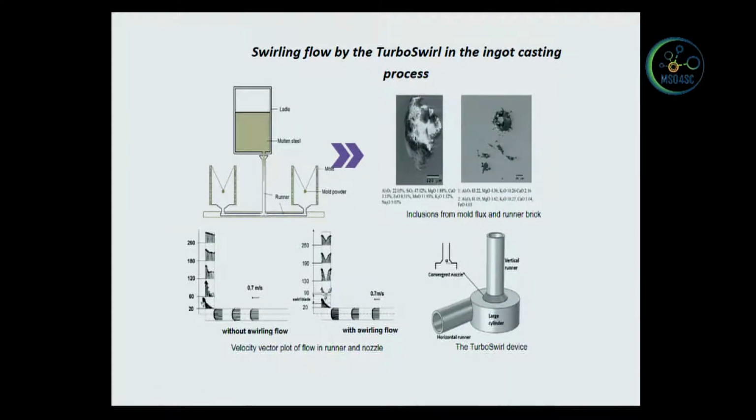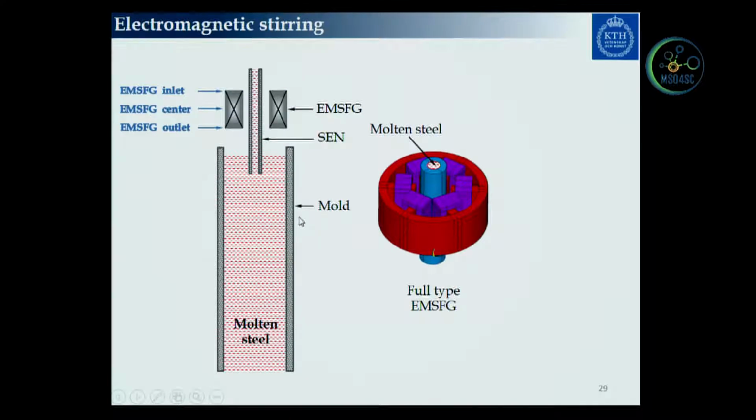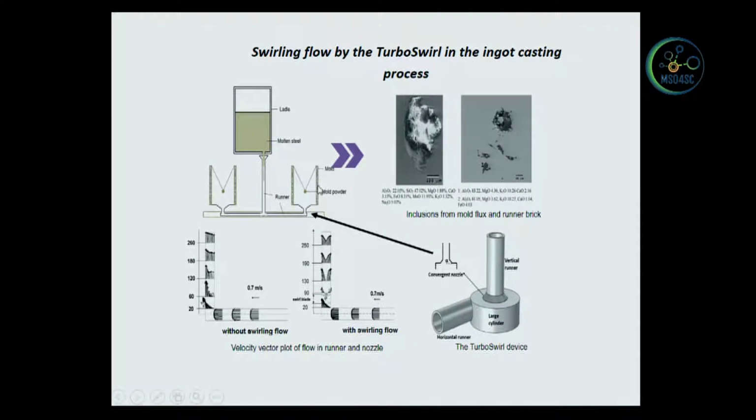But the problem is how to produce a swirl flow in a cost-saving way. Here is our design of the turbo swirl, which is used in ingot casting. Here we can see that the metal flows along the path and goes to the mold where solidification will happen. So we insert the turbo swirl here, then the flow pattern will change. You can see that this is no swirl flow. This is swirl flow.